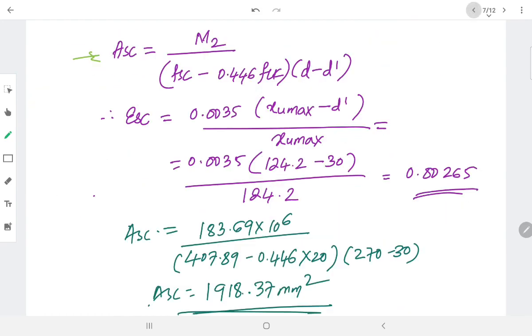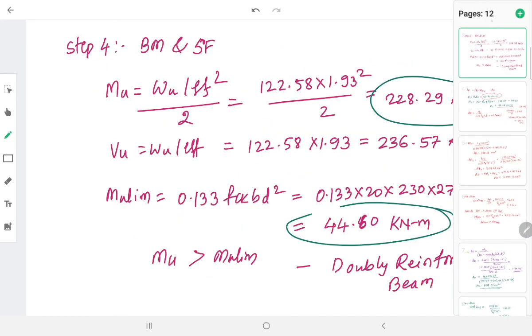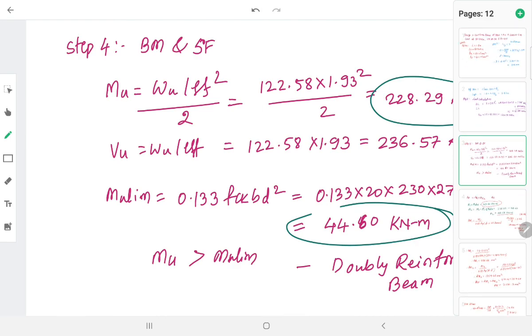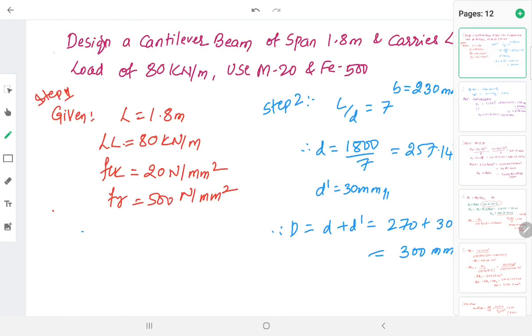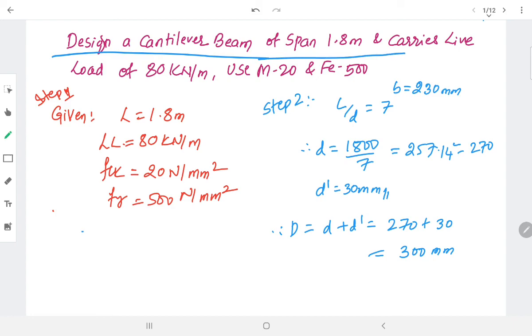I think you understood the whole problem of design of doubly reinforced beam. It is a design of a cantilever beam of span 1.8 meter, carrying a live load of 80 kilonewton per meter, use M20 and Fe500. This was the problem. We have solved it, and only 3 steps we have not solved, as we have discussed in the previous videos. Just go through that.